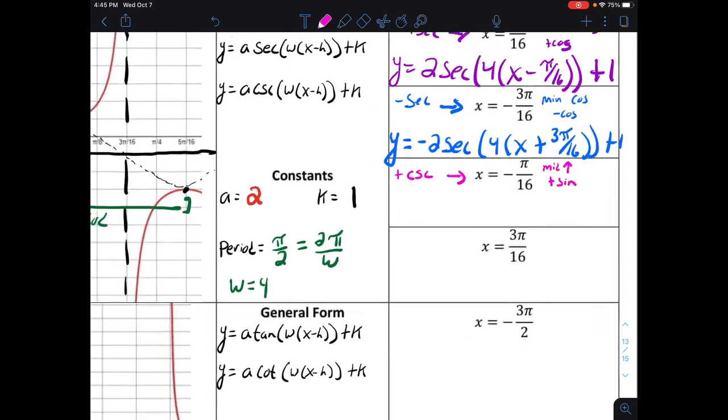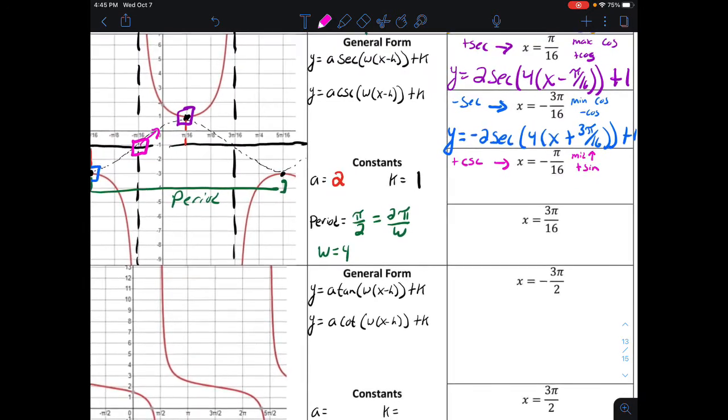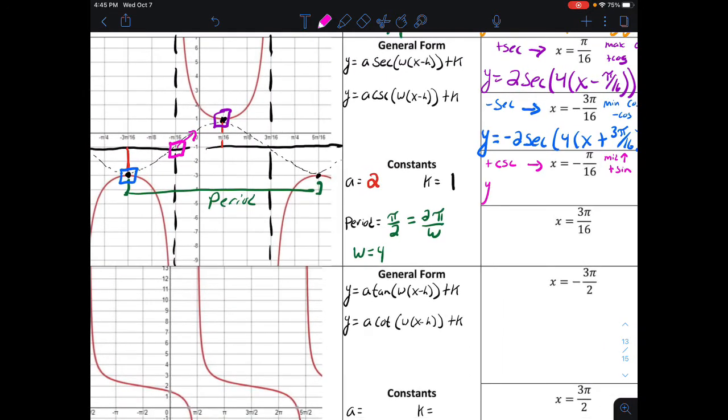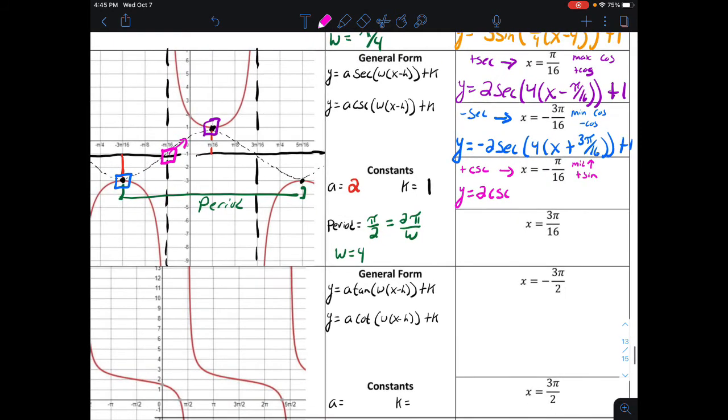So the function I would use based on that vertical asymptote there would be cosecant, and it would be positive out front. And so we'd write our equation as y equals positive 2 times cosecant of 4 times x minus negative pi over 16, so plus pi over 16, and then plus 1 on the end. We're just plugging it into our general form.